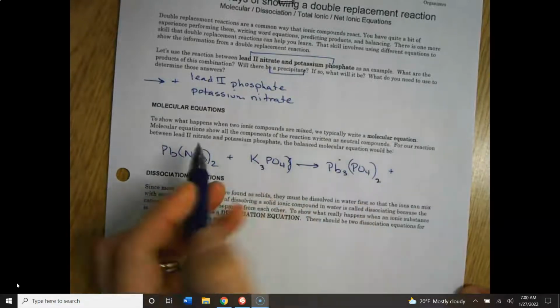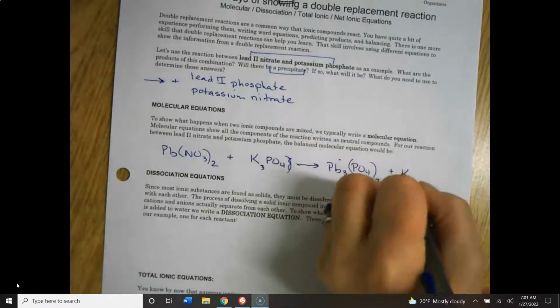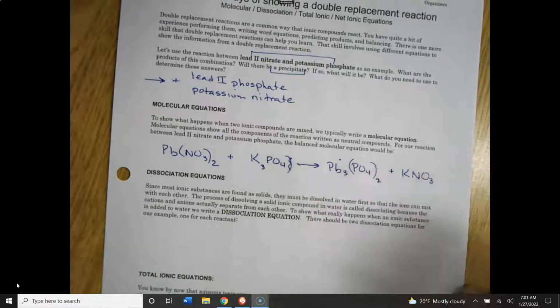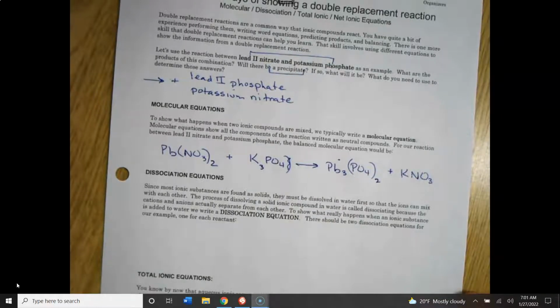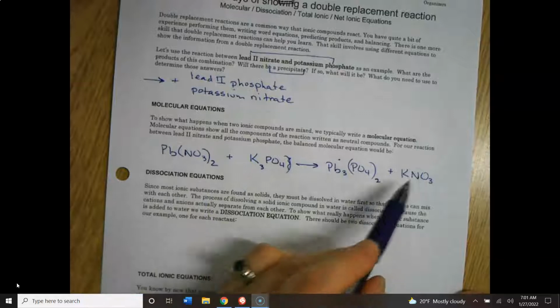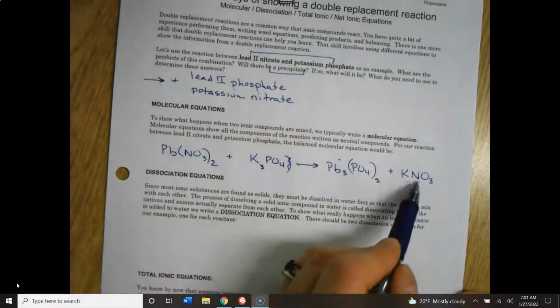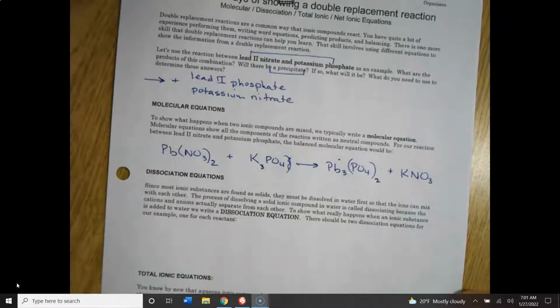Same idea with potassium nitrate, K is +1, nitrate is -1. All I have to do is put 1 and 1 together. Again, 2 here, only 1 here. 3 here, only 1 here. Because all I'm doing right now is getting the formula written correctly. Now I can go back and balance.